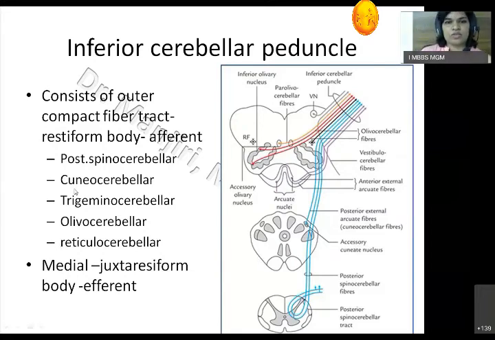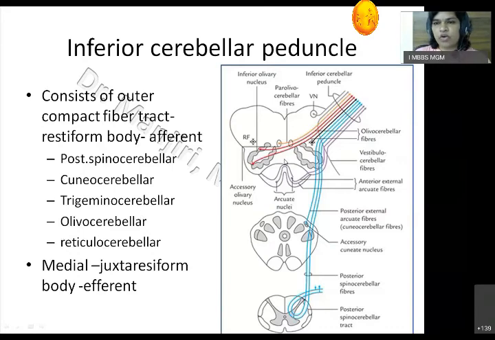Okay. So the afferent fibers are posterior spinocerebellar. If you remember, these are also called as a cuneo-cerebellar, which are also called as a posterior external arcuate fiber, which you are able to see here. And they start from the accessory cuneate nucleus. Now, this accessory cuneate nucleus will have the information, especially the unconscious proprioceptive information from upper limb. So that is cuneo-cerebellar. Trigeminal-cerebellar from the trigeminal nucleus.